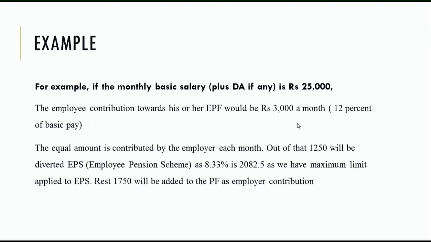I hope you got the idea. The idea is 12% from employee contribution and 12% from employer contribution. But from employer contribution, 8.33% will go to EPS, that is Employee Pension Scheme, with a limit of maximum 1,250 rupees.